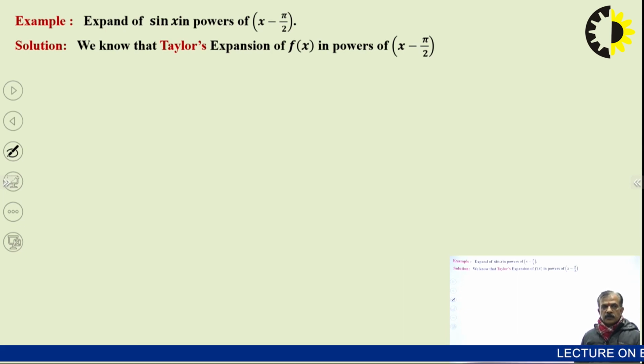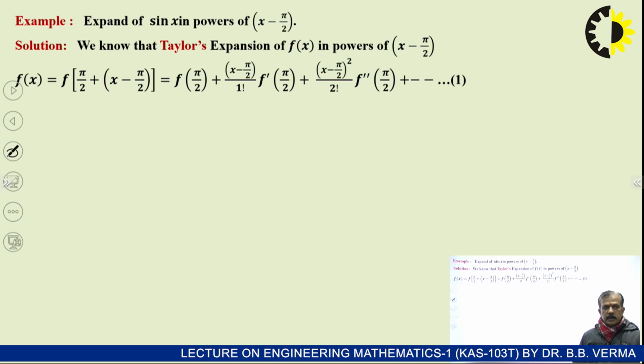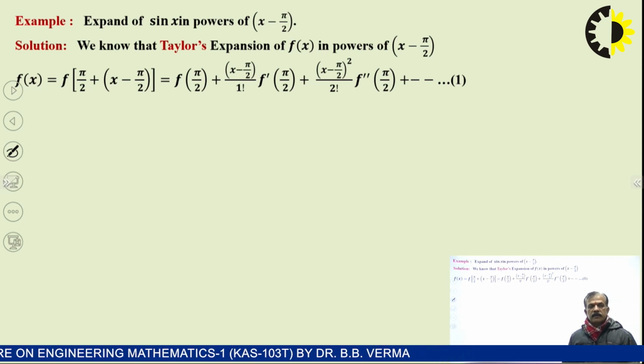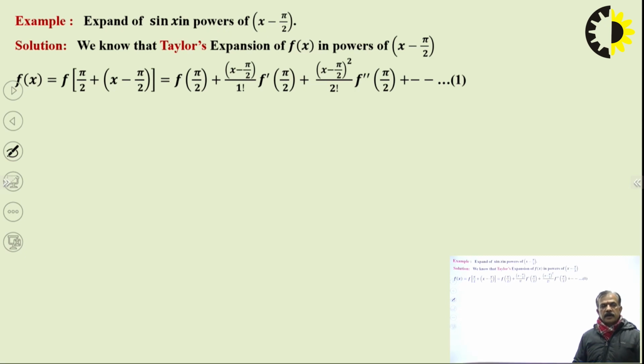Now, we have the Taylor expansion of f(x) in powers of x minus pi by 2. First we arrange f(x) in terms of x minus pi by 2. So, this is the second term. According to this, pi by 2 is the first term, because pi by 2 plus x minus pi by 2 will be x. So, we arrange x in terms of two terms. The first one is pi by 2 and the second one is x minus pi by 2.